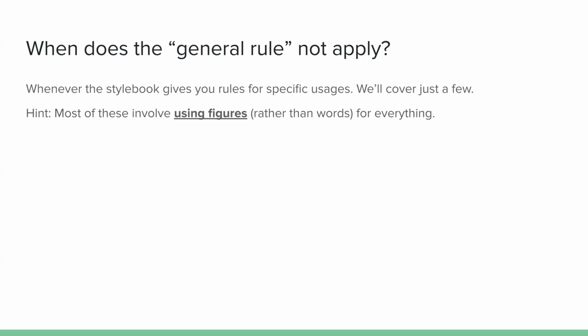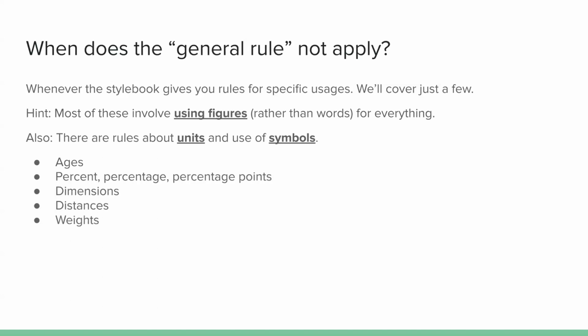Usually there aren't a whole lot of rules I can think of off the top of my head that would direct you to just use a word no matter what the number is. There is one, and it's kind of a weird one, and we're going to get to it at the end of the video. Also, there are some rules about the use of units and symbols in connection with the numbers, and we're going to talk about those in this video too. Okay, so the rules that we're talking about are some of the other ones that I listed on that first page: ages, percents, dimensions, distances, and weights, units of measure, dollars and cents.